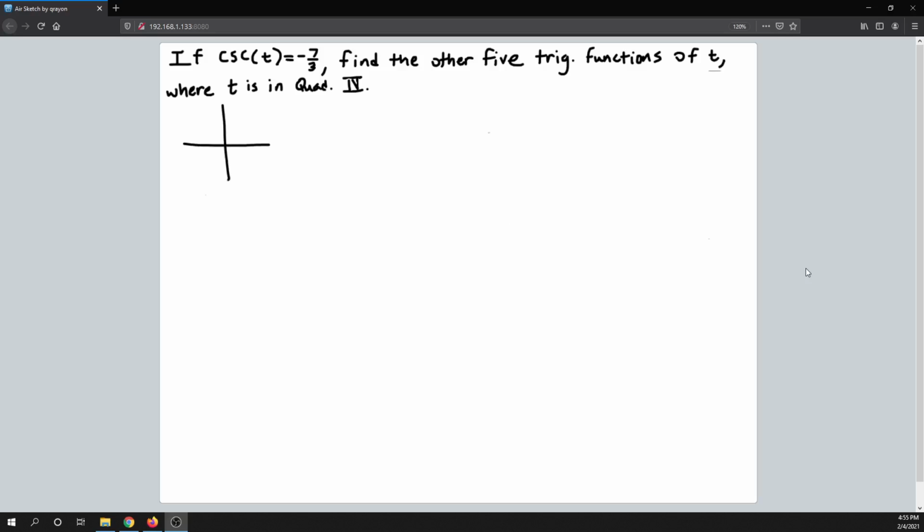So here we have the coordinate axes. We have an angle that's in standard position. So the vertex is at the origin, and the initial side points in the positive x direction. And then the terminal side would be down here in quadrant 4, right? So what that means is that the terminal side is going to intersect the unit circle at some point down here in the fourth quadrant.